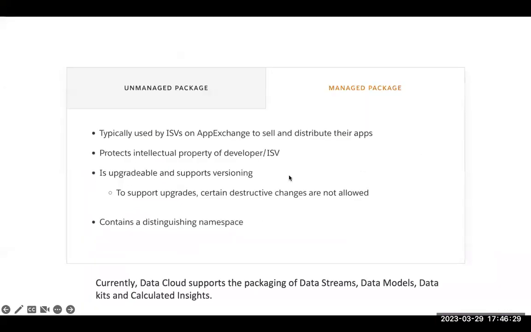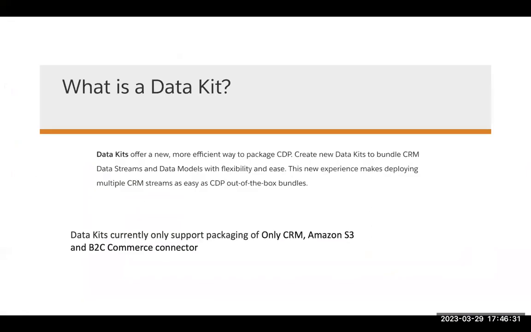So now you see the package manager. Now we can see data kits. Data kits are a similar kind of thing to what we talked about for deployment with package manager. But the data kit is completely a new concept, with a new UI and a more efficient way to package the CDP or data cloud. You could create a new data kit, and then you can bundle the CRM data streams or data models with the flexibility of easy operations.